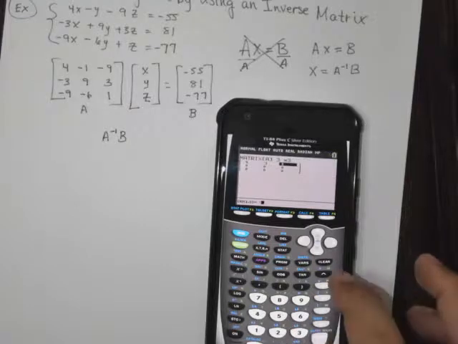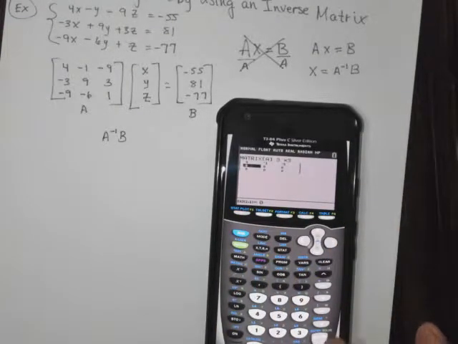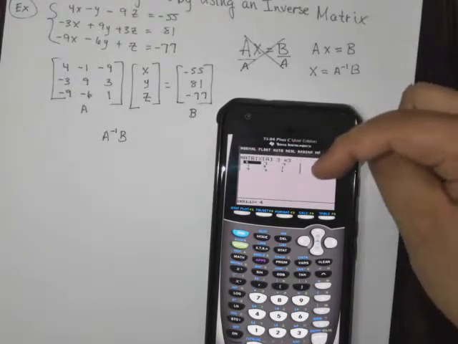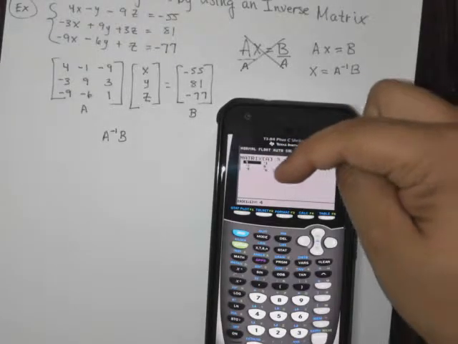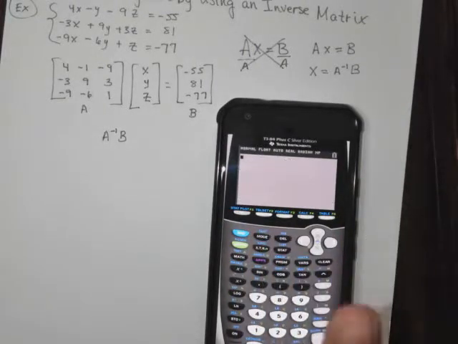Oops, let's go back. I inadvertently clicked something here. Okay, so 4, -1, -9, -3, 9, and 3, and then we have -9, -6, and 1. Okay, just double checking that. 4, -1, -9, -3, 9, and 3, -9, -6, and 1. Okay, cool. Now I'm going to quit that.